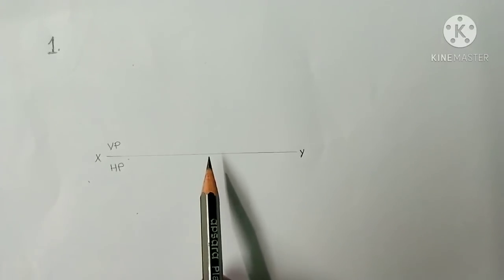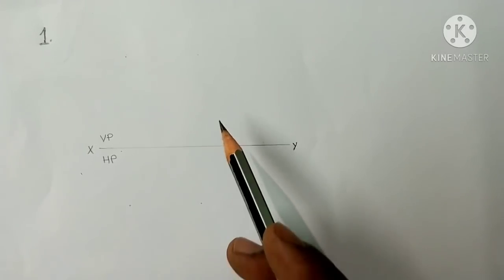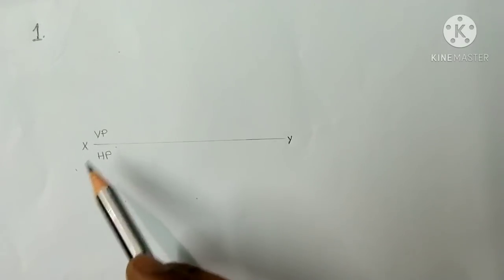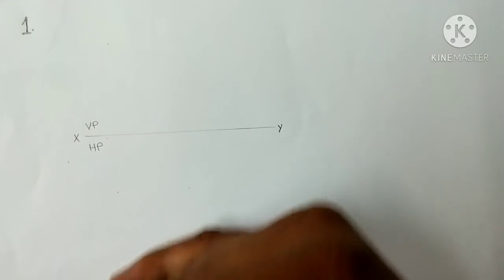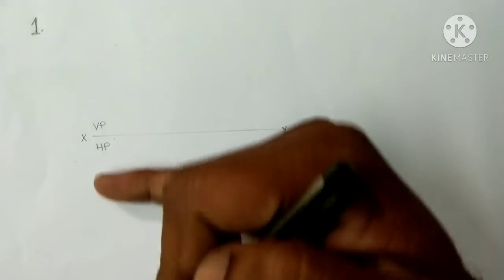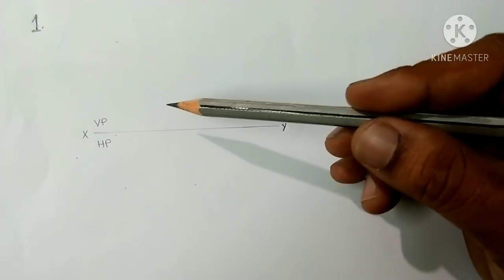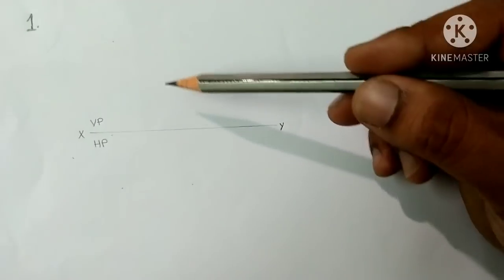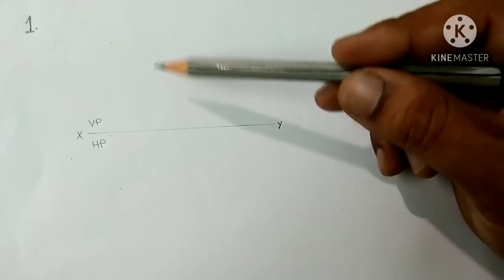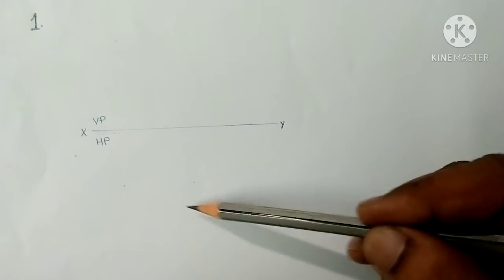This particular line is representing the reference line, that is XY. Above the reference line we will have the vertical plane. Similarly, below the reference line we will have the horizontal plane. So this particular portion is the horizontal plane. After the rotation of the horizontal plane has been completed, the horizontal plane comes below the reference line according to the first quadrant. Similarly, the vertical plane is located above the reference line. So according to the first angle projection, that means first quadrant, we will always get the front view above the reference line. Similarly, we will get the top view below the reference line.